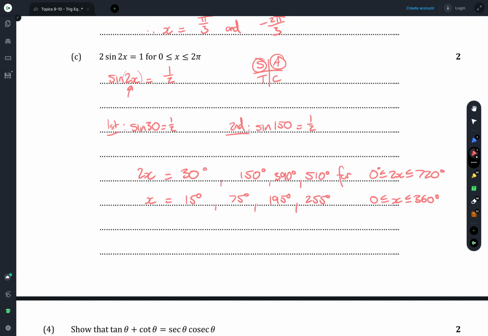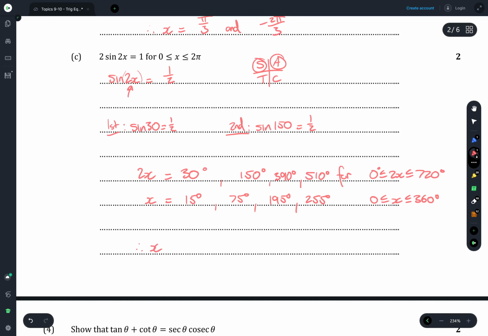So the reason why we had to do that is because we were solving for 2x, and thereby we had to halve all our answers. That means some answers that were originally out of domain, once we halve them, come into our domain. And again, lastly, what we need to do is make sure that we change these into radians.